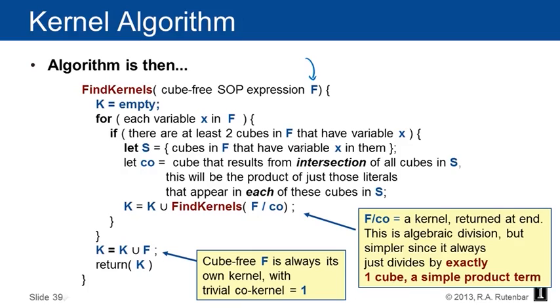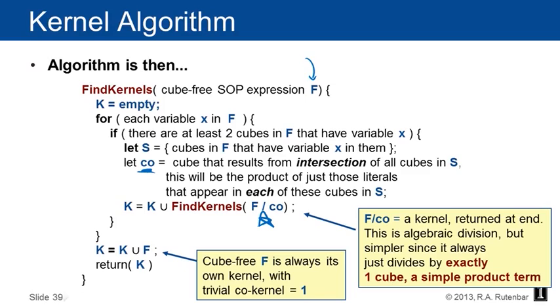And what we know is that the way you get a kernel is by dividing f by a co-kernel. And what Brayton just told us is that if you want to find a co-kernel, those are intersections of the cubes, so this is what I'm doing. But I'm doing this, driving this process one variable at a time. So if there's at least two cubes in f that have this variable, let big S be the cubes that have that variable in them. Let co be the cube that results from intersecting all those cubes. That's a potential co-kernel. Then what we're going to do is take f and algebraically divide it by co, and that's going to be a kernel, we think.